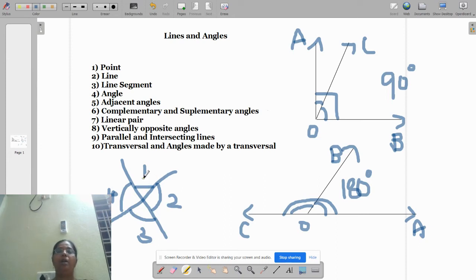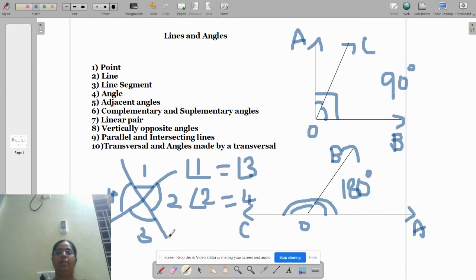Here, what are vertically opposite angles? Angle 1 and angle 3 are called vertically opposite angles. Angle 2 and angle 4 are called vertically opposite angles. These vertically opposite angles are equal. So, angle 1 is equal to angle 3, and in the same way, angle 2 is equal to angle 4.